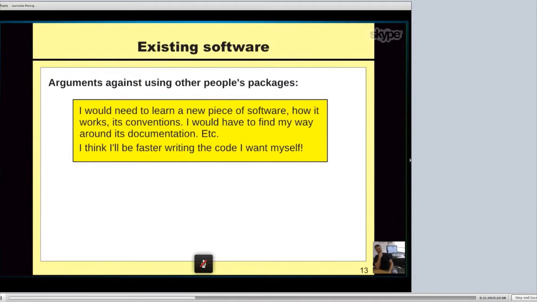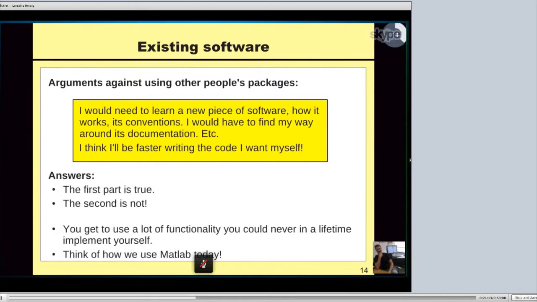And I think that there's some truth to that first part. Yes, you do have to learn a new piece of software, and it's probably going to be painful for a little while. But I think that by and large, it is not true that you would be faster writing your own code.